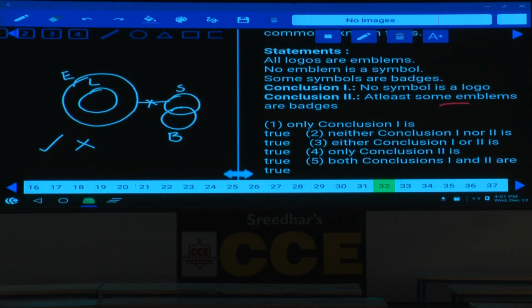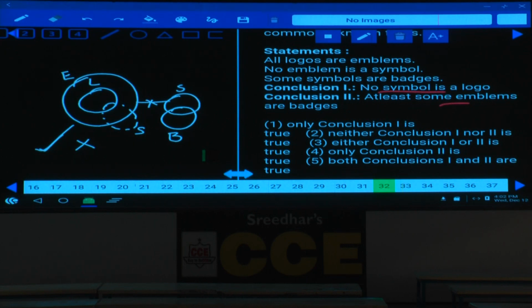As the first one is a negative conclusion, to make this one false, we need to prove some of the symbols are logos. Now tell me whether it is possible to draw some symbols or logos like this. No, if you draw symbol like this, no symbol is an emblem will be false. Isn't it? Statement invalid, alternate diagram cannot be drawn, this will be true forever. The previous negative conclusion will be true.